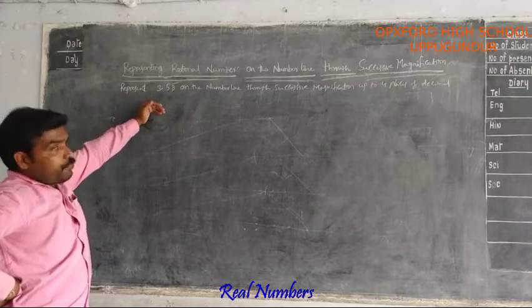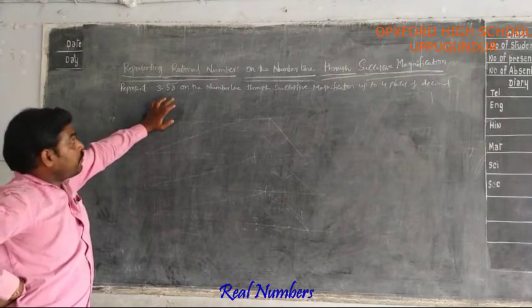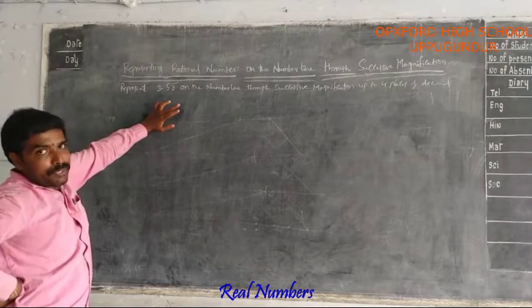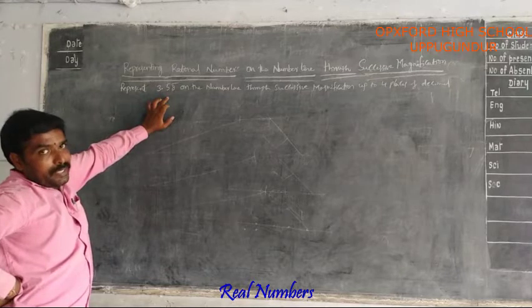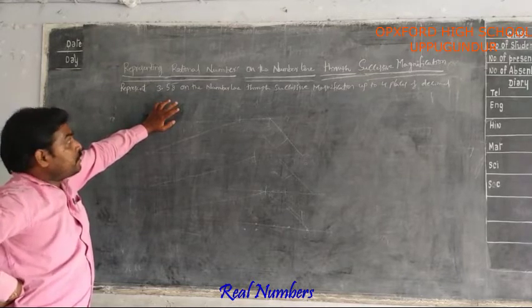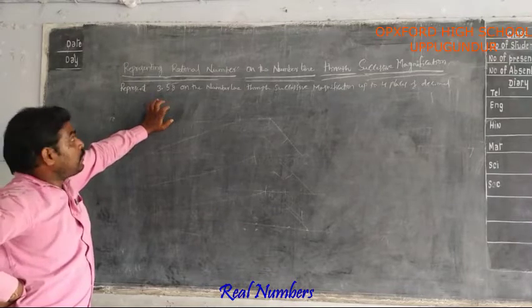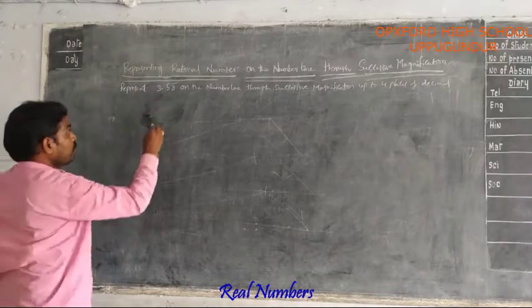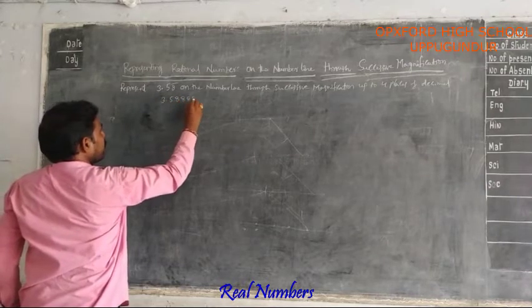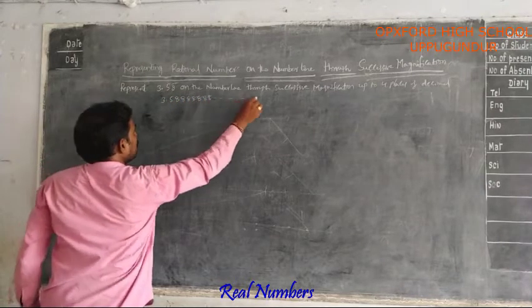So before, we represented a terminating decimal, which was 2.784. Here we are representing a non-terminating repeating decimal on the number line through successive magnification. They gave up to 4 places of decimal, so we have to represent this number. So 3.58 bar is nothing but 3.588888, with the 8 repeating and so on.